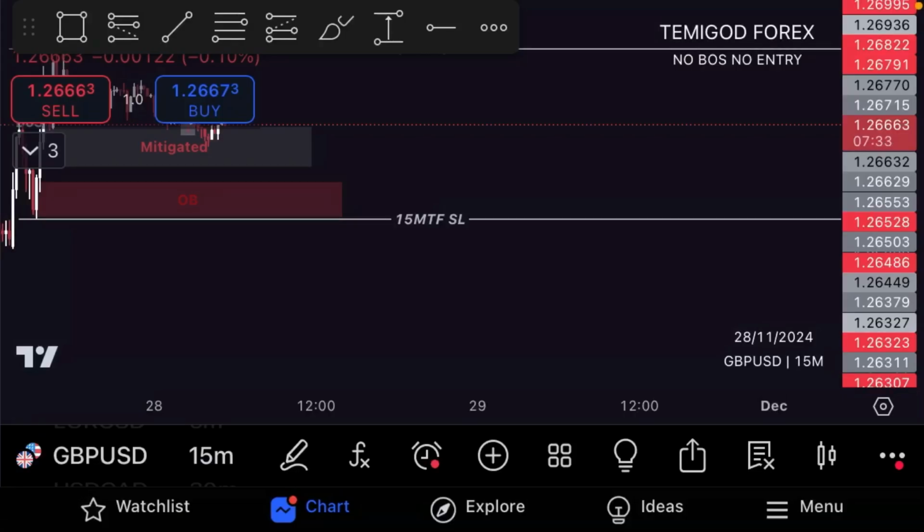In this video, we're going to be looking at the most effective entry models, and we're going to be seeing some trades on them and how effective they are.